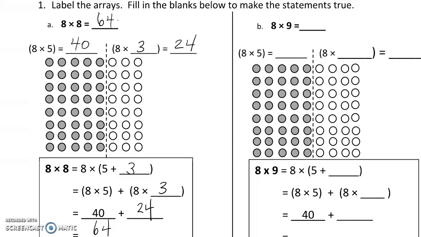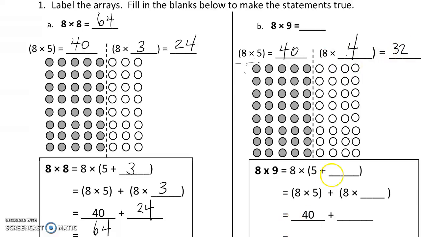Okay, we've done these problems before. They're just getting to be bigger and bigger numbers each time. So our next problem is 8 times 9. So again, we're breaking it down into a friendly 5 fact. We just solved 8 times 5, so we know that's 40. Now we have to solve the section with the white circles. So we still have 8 rows, but we have 1, 2, 3, 4 in each row, for a total of 9 across. And if you think about it, the 5 plus the 4 is 9. So what is 8 times 4? 32.